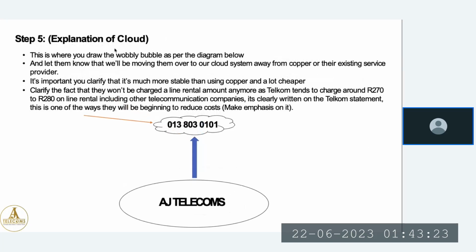Now, step 5 is where you explain the cloud. So this is where you draw the wobbly bubble as per the diagram below and let them know that we'll be moving them over to our cloud system away from copper or the existing service provider. It's important to clarify that it's much more stable than using copper and a lot cheaper. So you can also clarify the fact that they won't be charged a line rental amount anymore, as Telkom tends to charge around 270 to 280 on line rental, including other telecommunication companies. It's clearly written on the Telkom statement. This is one of the ways they will be beginning to reduce costs. So you can make that as an emphasis as well. So notice the wobbly bubble cloud that we've drawn there.